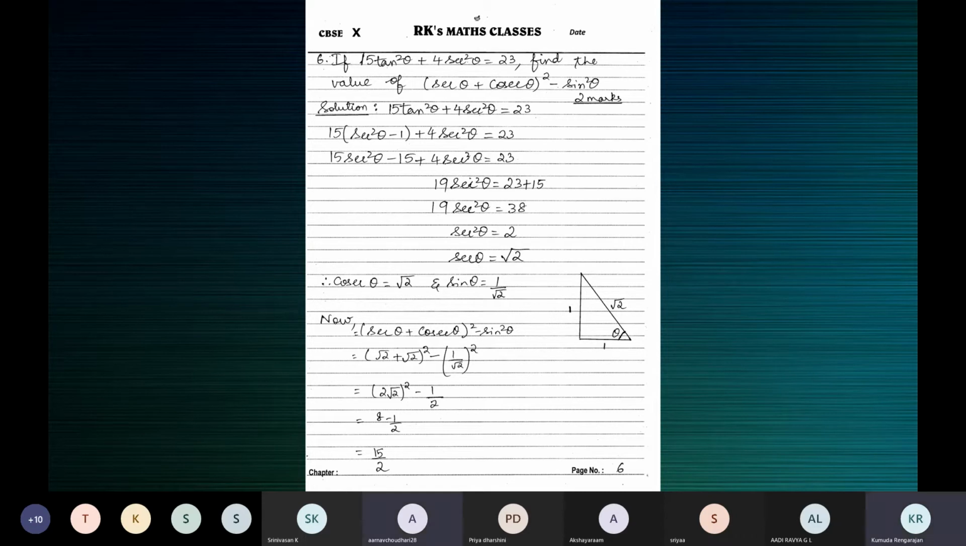Ma'am, won't it be 4 minus 1 is equal to root 3? No, root 2 the whole square is 2, right? 2 minus 1. Okay, ma'am. I thought, okay, thank you.